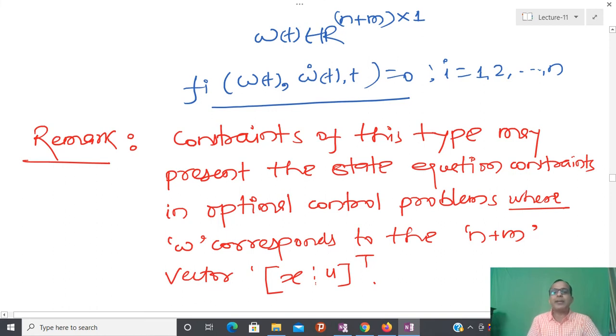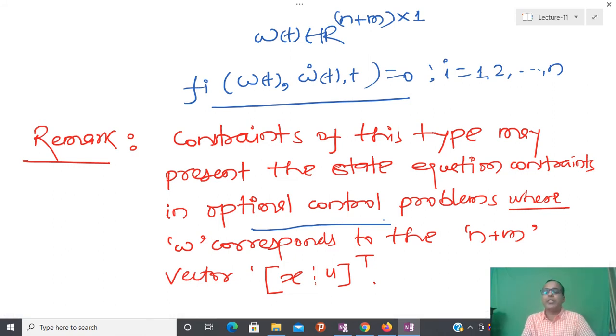If you interpret this constraint, this kind of constraint basically comes up in order to solve the optimal control problem. And in the optimal control problem, most of the time, as I have told you, the number of control inputs is lesser than the number of states.